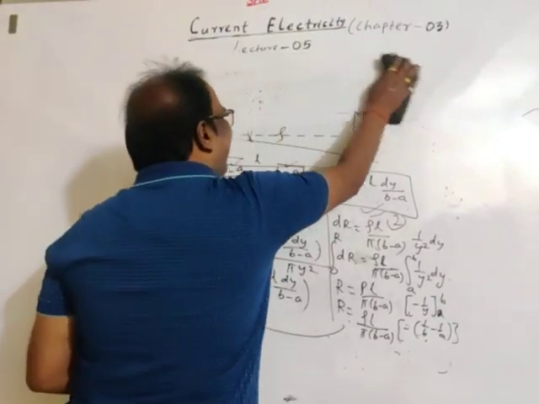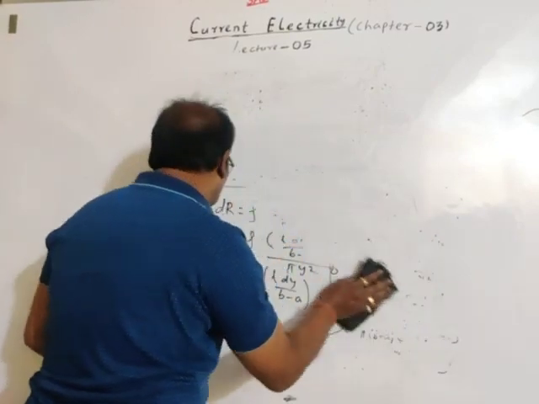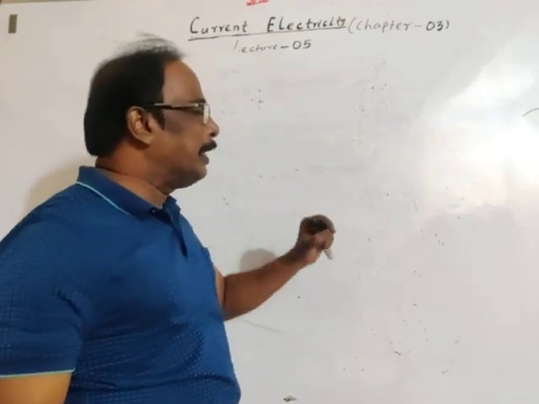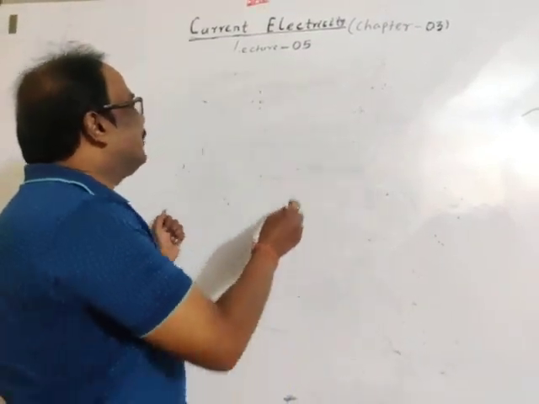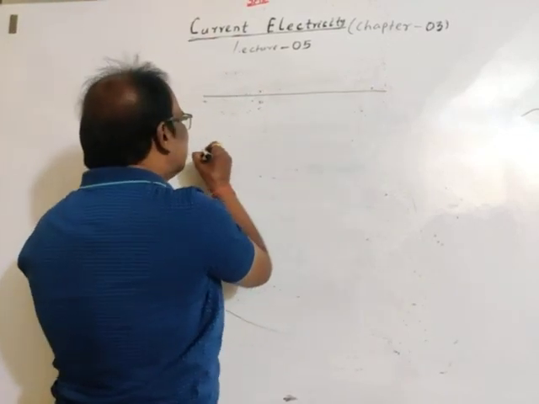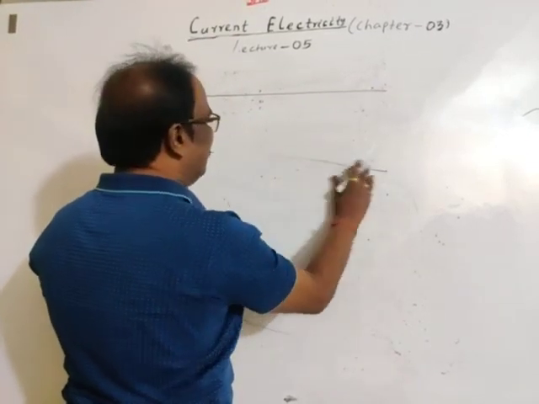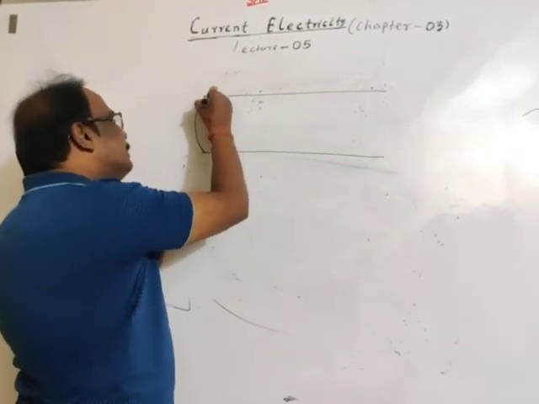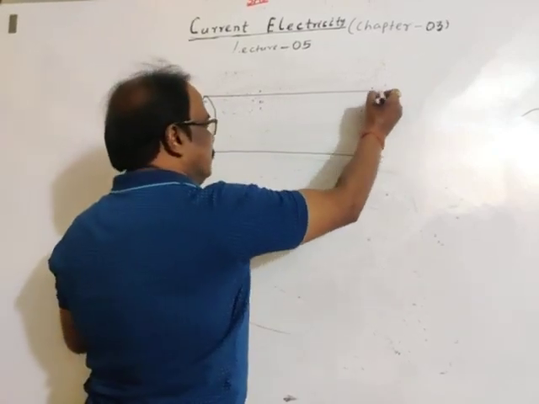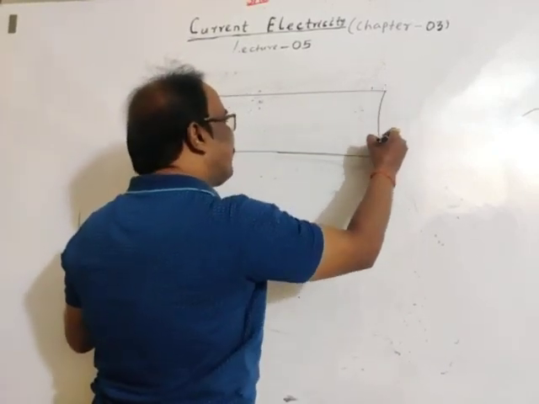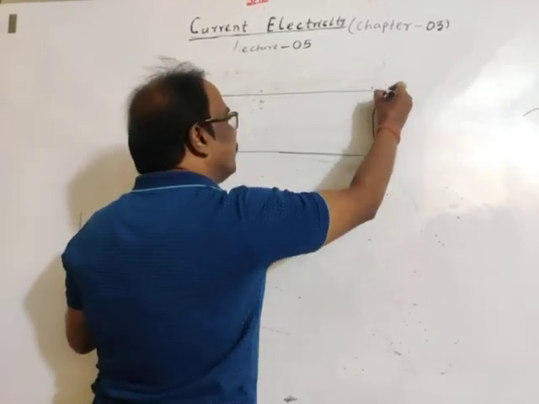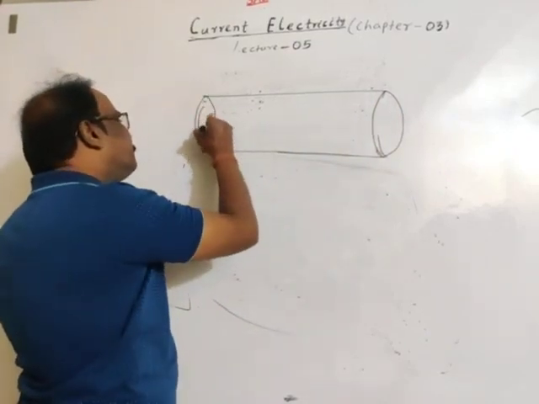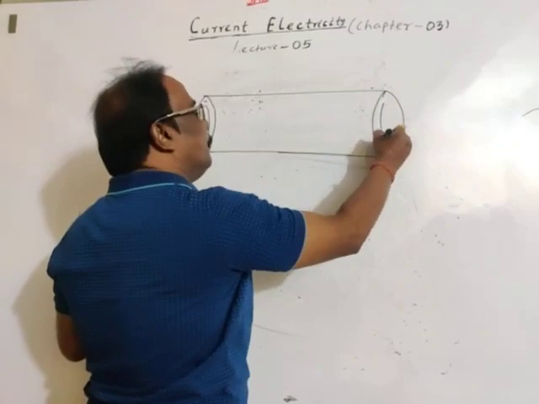Okay. Now let's consider a hollow cylindrical conductor, which is very easy. A hollow cylindrical conductor. I am showing you the dimensions. This is a cylindrical conductor, but hollow. See, this is the area of cross section, and this is also area of cross section. So this is hollow.